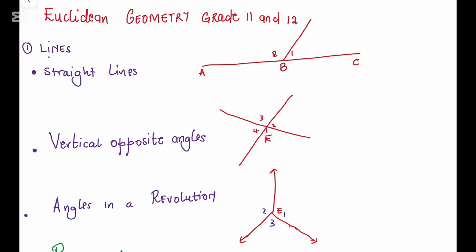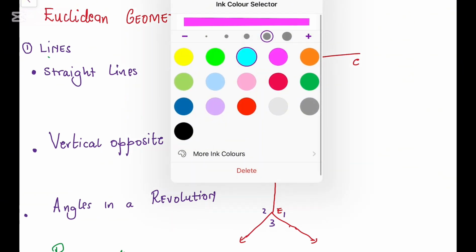Hello everyone. Let's look at Euclidean geometry grade 11 and grade 12. But before we even start with grade 11 and grade 12 theorems, let's tap into grade 8, grade 9 and grade 10 theorems. So we will start from lines. So in grade 8 and 9, you learned about lines.